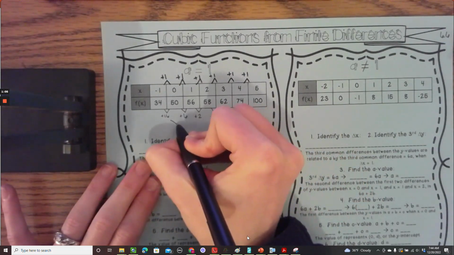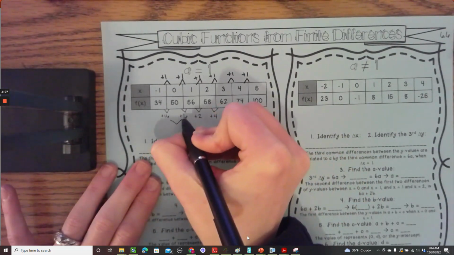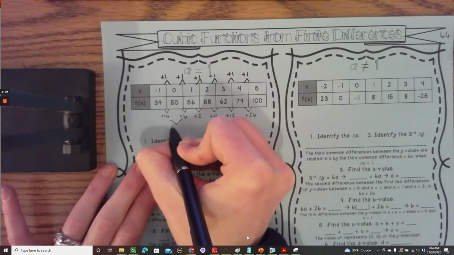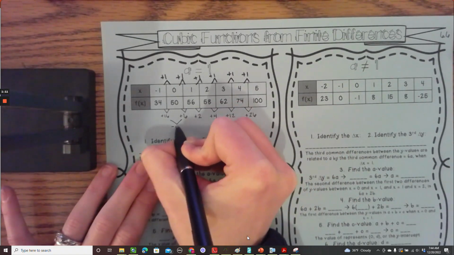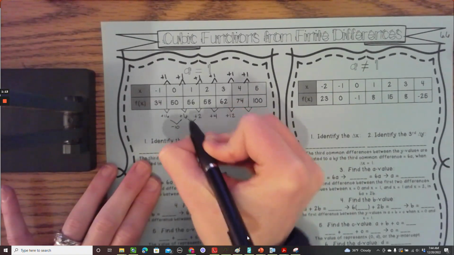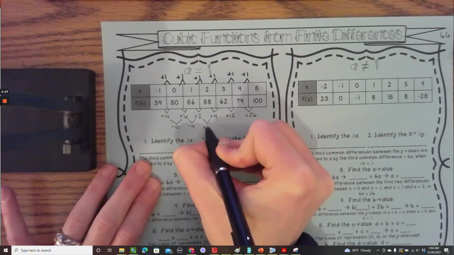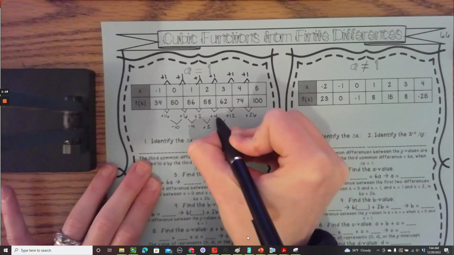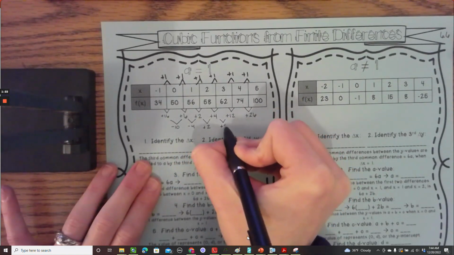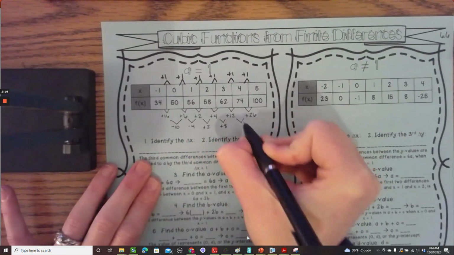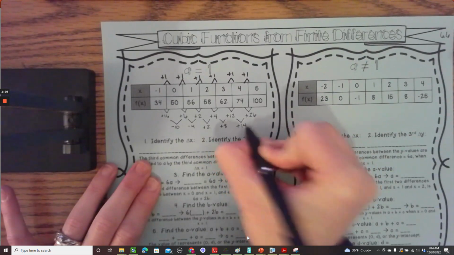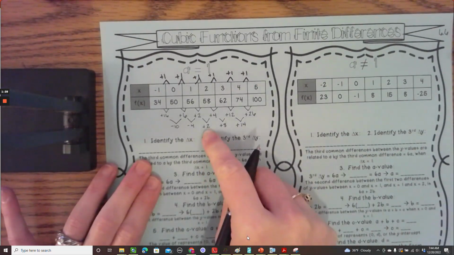Then we do the second change in y. So again, backwards, 6 minus 16 is a negative 10. 2 minus 6 is a negative 4. 4 minus 2 is a positive 2. 12 minus 4 is a positive 8. And then 26 minus 12 is a positive 14. That's my second change in y.